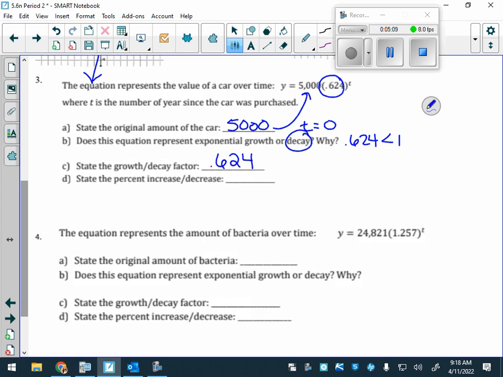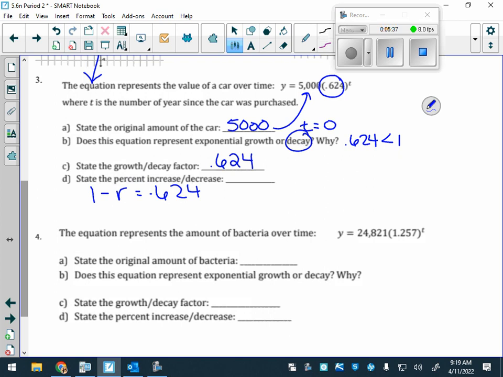Well, what's the percent of increase or decrease? How do we find it? Yep. Careful. Careful. Careful. It's okay. Kip. 1 minus r because it's decreasing, okay?